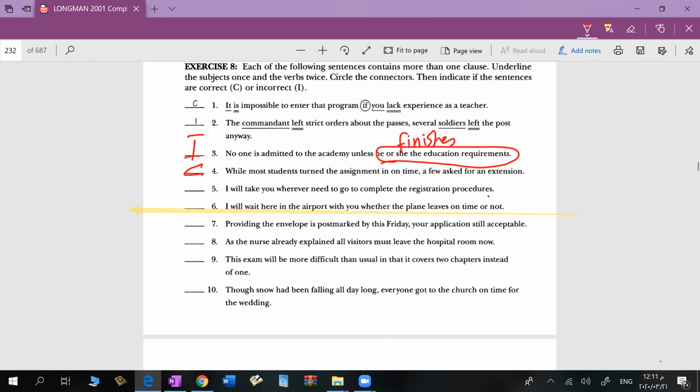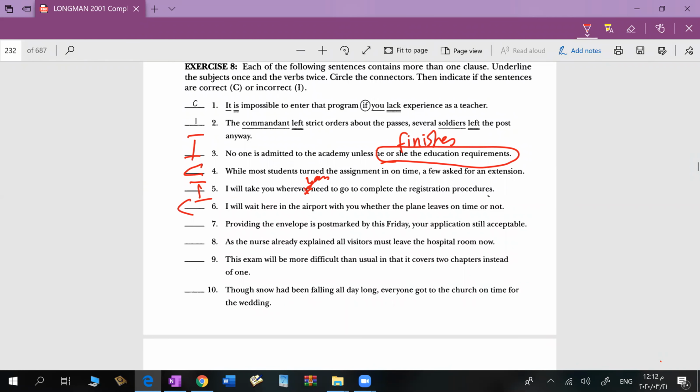What do you think? Incorrect. How can I make it correct? Whenever you need. Whenever you need. Thank you very much. Number 6: I will wait here in the airport with you whether the plane leaves on time or not. Correct. Subject verb, connector subject verb.